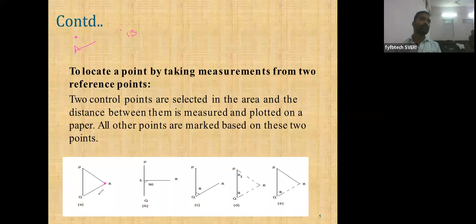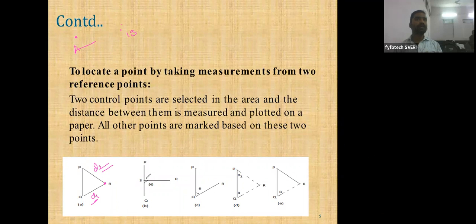So how to locate? If you know the distance between Q and R, this distance, and PR, this is D2. Can you locate this R? This distance and this distance. What is distance? Distances are linear measurements. If you know two linear measurements, you can locate the R. Correct?